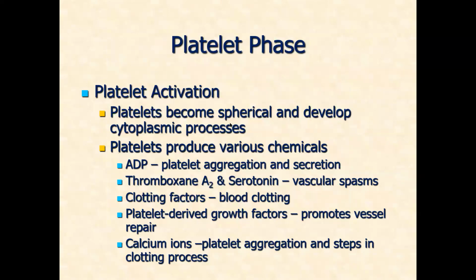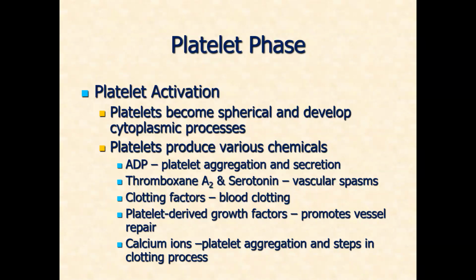So as I said, platelets become spherical and develop cytoplasmic processes. So as I said, they swell up, and then they get the spikes. Those are the processes, right? And then produce chemicals I mentioned already, ADP, which causes aggregation and secretion. So the ADP helps to call more platelets to the area of the damage.